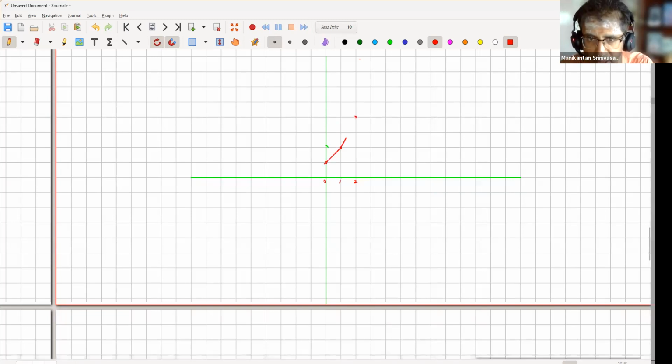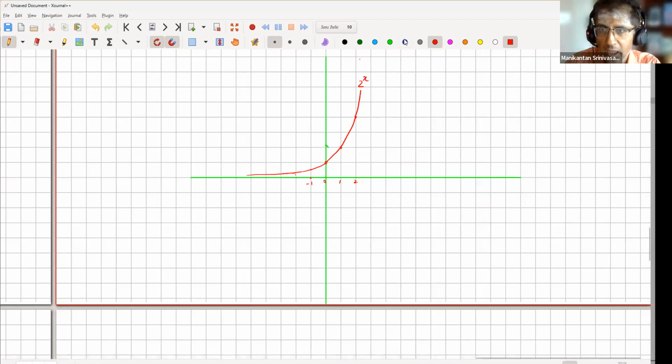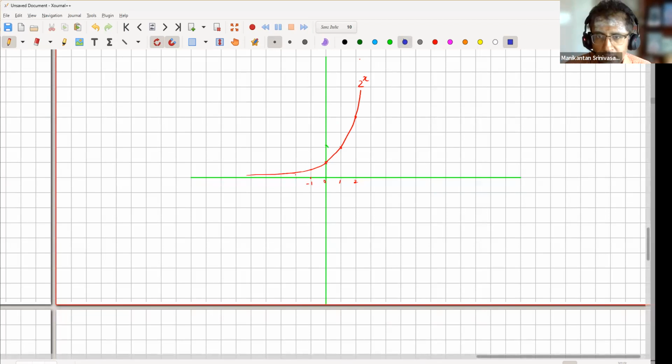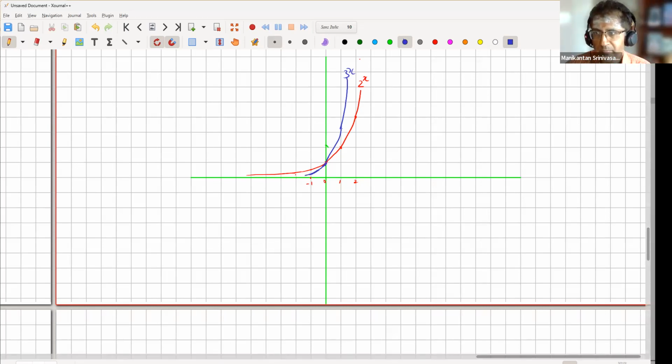Which is why we say it's exponentially rising, right? On the negative side, 2 power minus 1 is half, and 2 power minus 2 is 1/4. So it'll gradually decay. So this is 2 power x. Any base more than 1 behaves like this. For example, 3 power x will be even steeper here. I'm not drawing to scale, but something like this. And then e power x will lie somewhere in between these two, because e is 2.71.